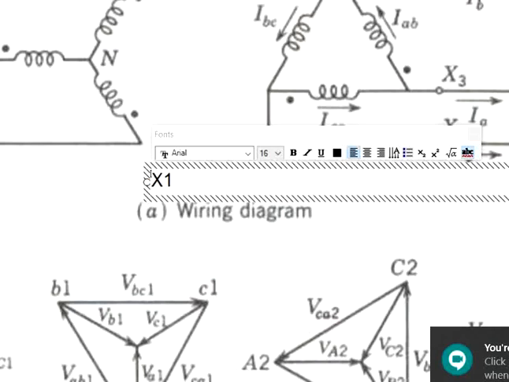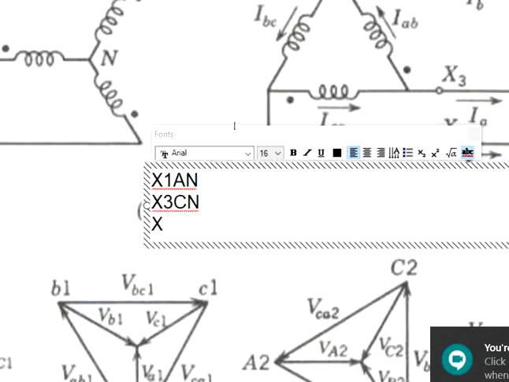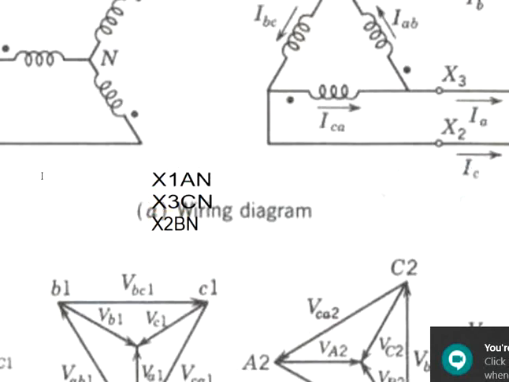VA1 equals X1N, VB1 equals X3N, sorry, X3N, and VC1 equals X2N. So why is it like this? Because this winding will be representing this, and this winding will be representing this, and this winding will be representing this, because they are in parallel.